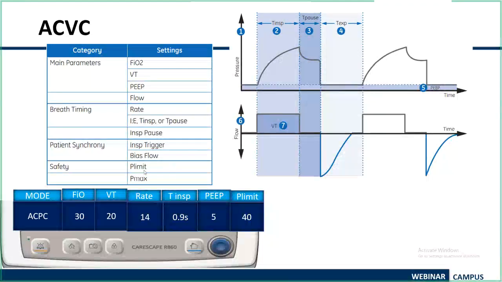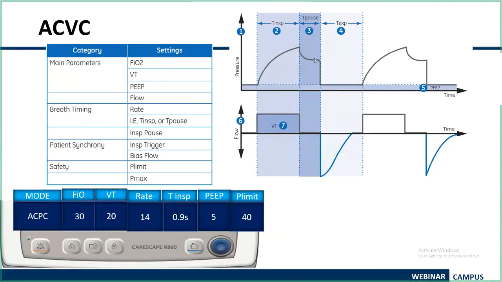The safety depends on the P max or the P limit. Here again you can see whether the patient or the machine triggers. It is a T inspiration. Then it will move on to the expiratory cycle. Sometimes in the inspiration you can give a T pause also.